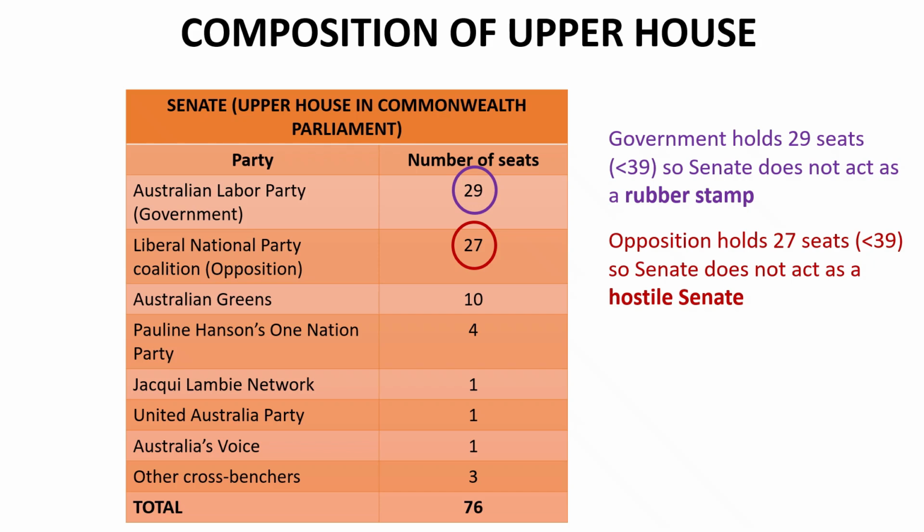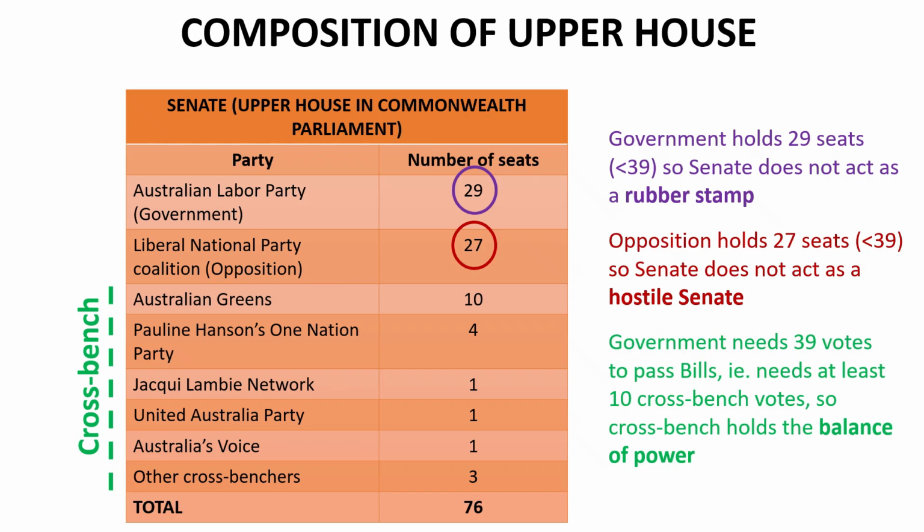The remaining 20 seats are held by the crossbenchers. This means that to get bills through the Senate where the federal opposition refuses to support them, the government needs at least 10 votes from the crossbench. This is because the government only has 29 votes but needs 39 votes, that is 10 more votes for its bills to be passed by the Senate. This is therefore a scenario where the crossbench holds the balance of power in the Senate.